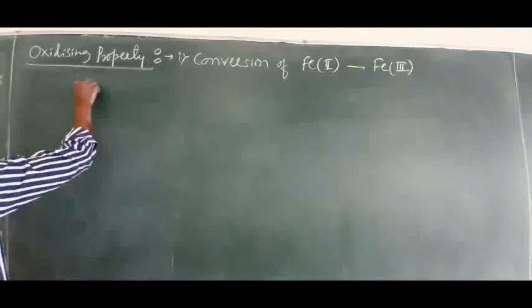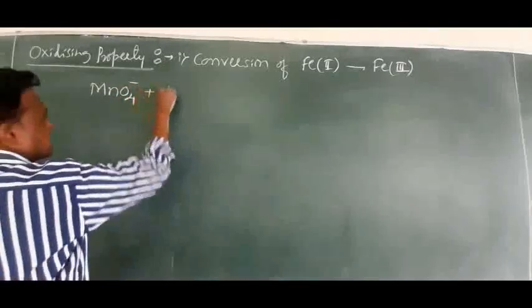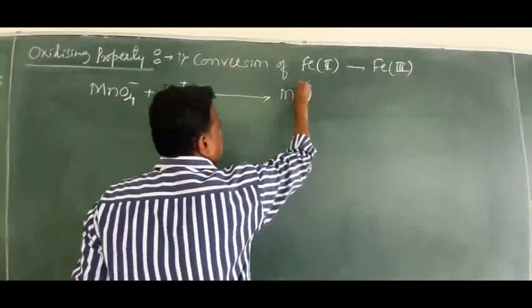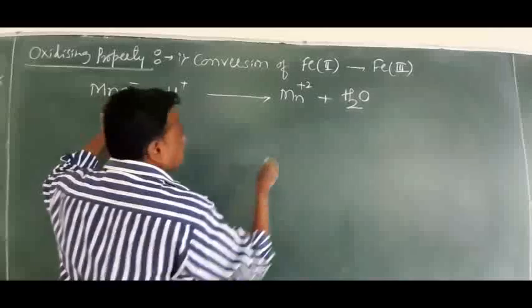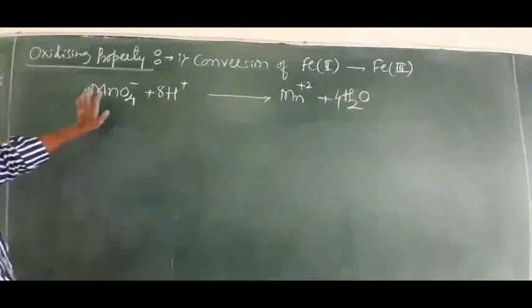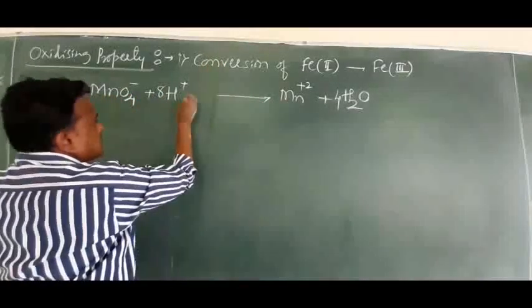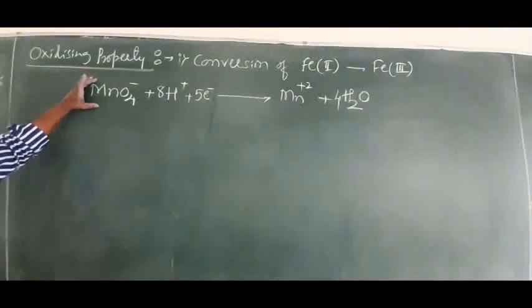We know the basic reaction of permanganate: MnO4 minus in presence of acidic medium forms Mn plus 2 with the release of water. Now hydrogen is balanced with oxygen. This is 4H2O, 8 hydrogen. Oxidation state is plus 7 to plus 2. Change in number of electrons is 5. Quite familiar about this oxidizing property.